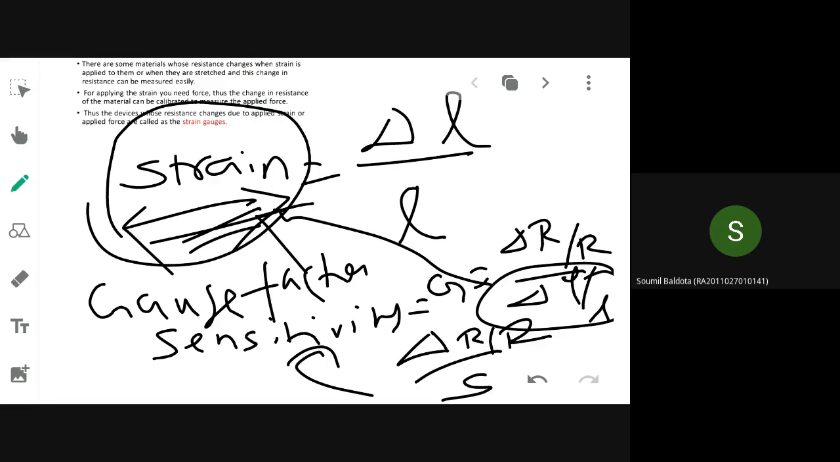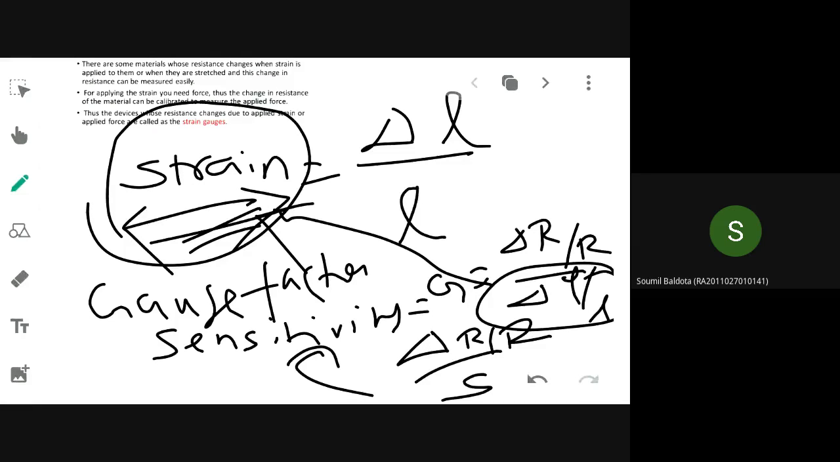Suppose you have a metal conductor and you are subjecting it to tension or compression. If it is getting stretched, it will have a change in length. The original length is L, and now the length will be L plus del L. You know the formula for resistance is rho L by A. So if L increases, automatically there will be a corresponding increase in resistance. The original resistance will also be subjected to some small incremental change.